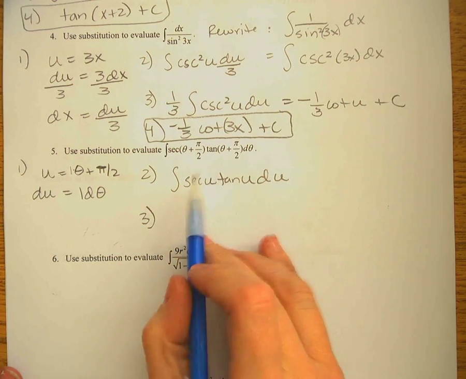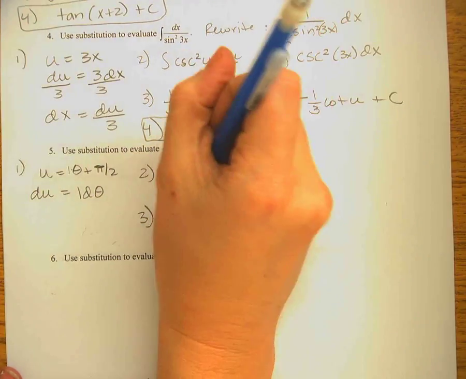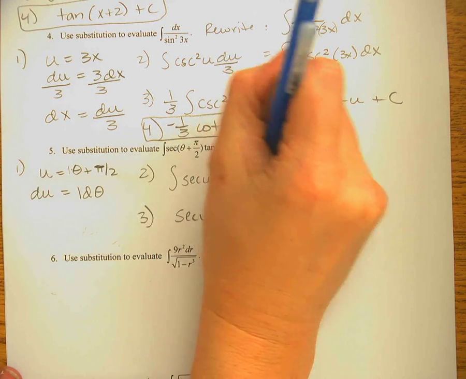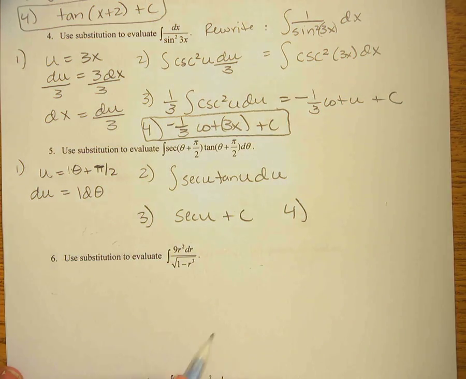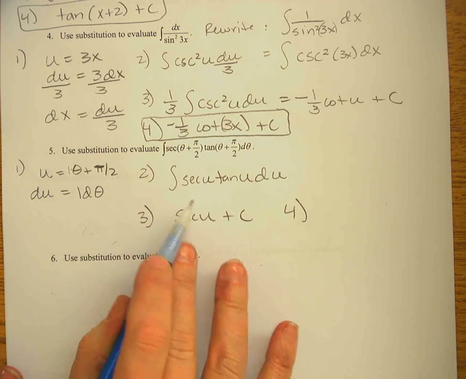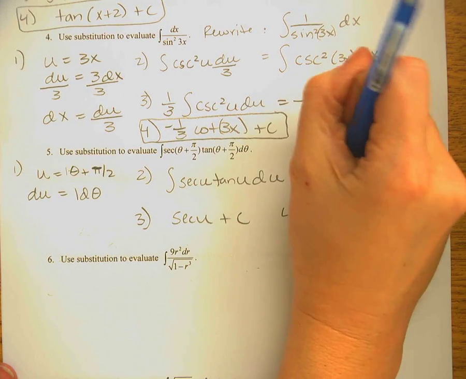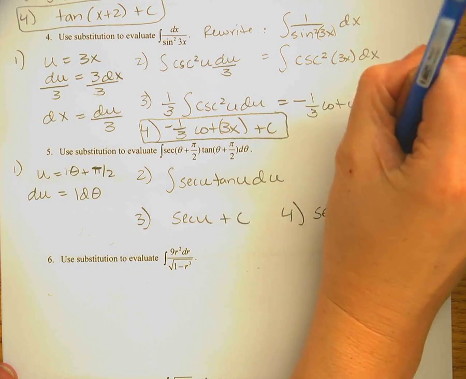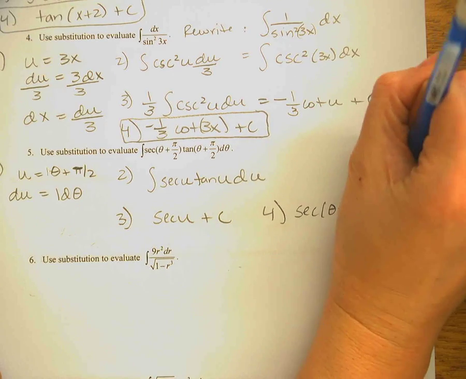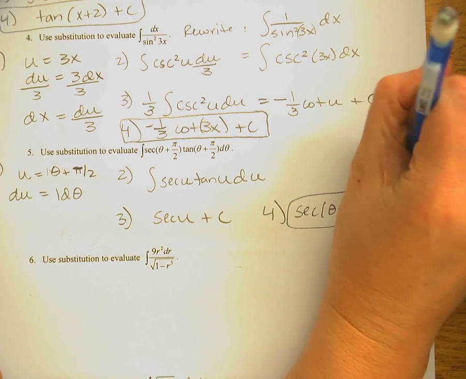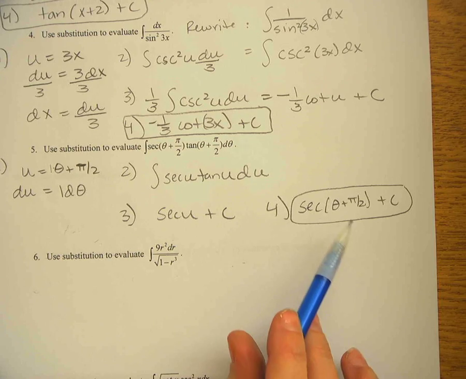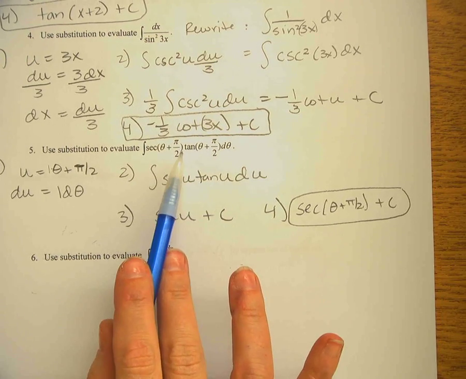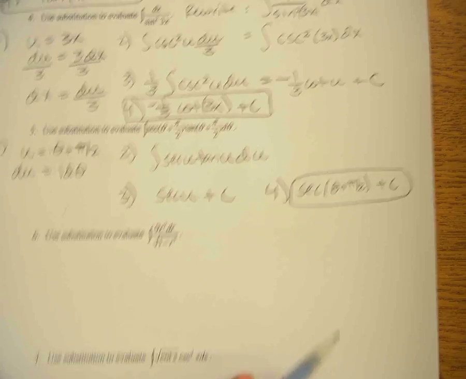Step 3, I just take the antiderivative of that, which is, like we talked about, secant u plus a constant. And then in step 4, I plug the theta stuff back in for u. So this ends up being secant of theta plus pi over 2, and then plus a constant. And again, if you're not sure, find the derivative of this and see if it equals that. Okay, 6.